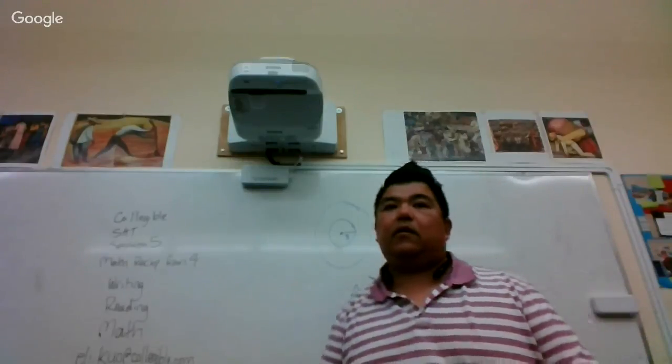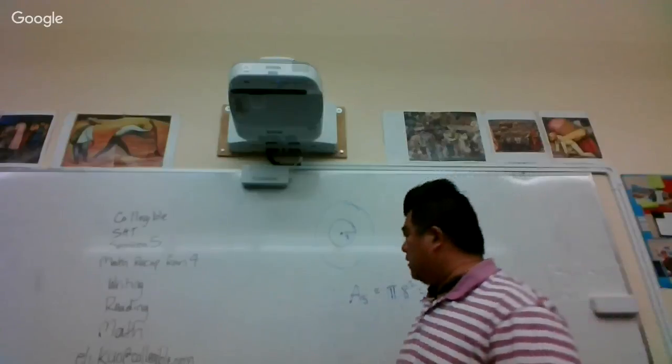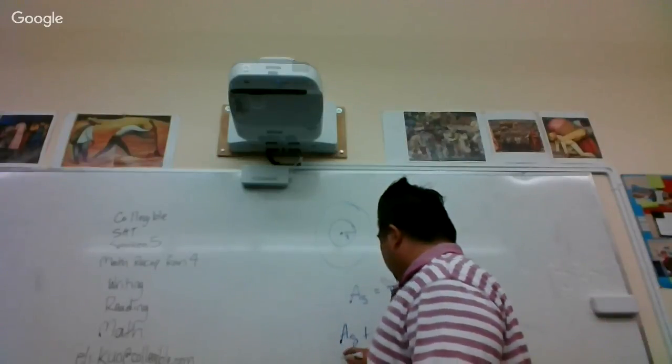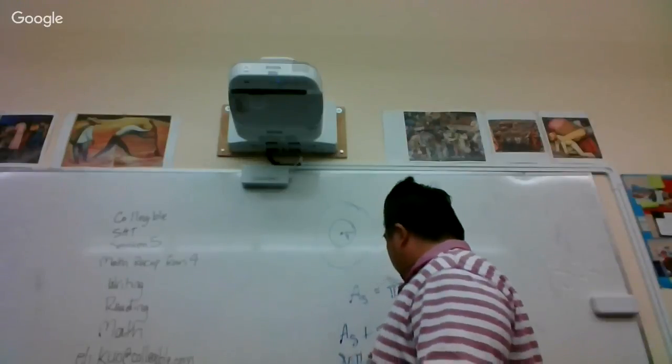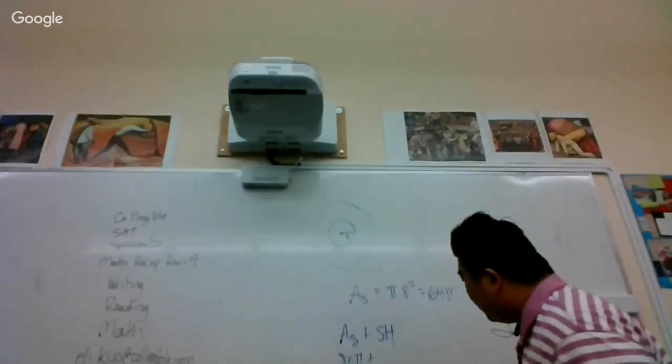So 64 pi is the area, and we can add it to the 80 pi. Right. So that is going to be 244. Oh, sorry, 144. So you have 80, oops, I wrote that wrong. 64 plus 80.